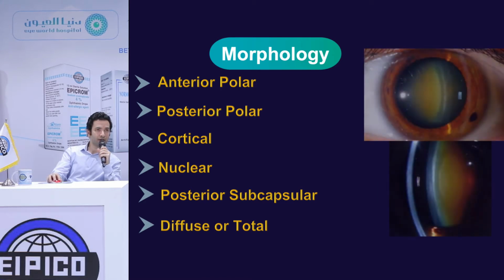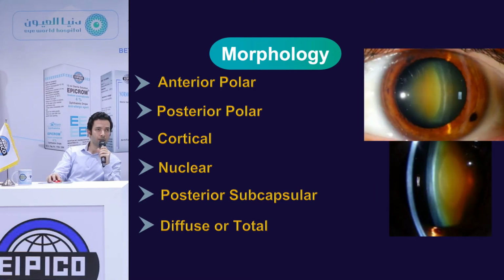The nuclear cataract is one of the most common types of cataract, which presents with yellowish discoloration of the lens, as you can see here, due to the urochrome pigment. It usually affects the nucleus more than the cortex, and when it increases in density, it will give rise to the brunescent cataract.